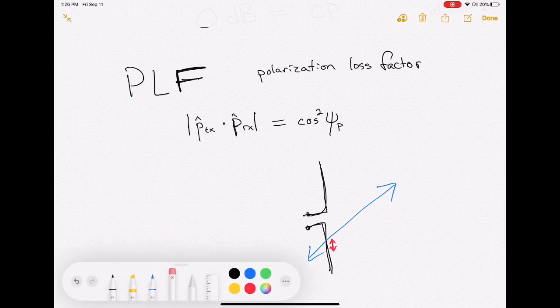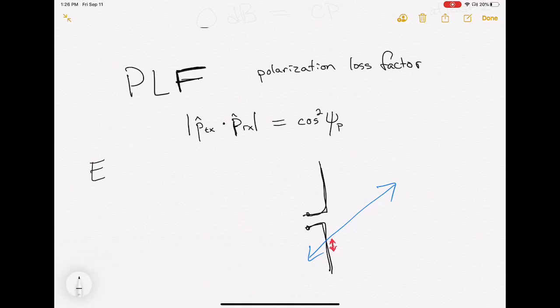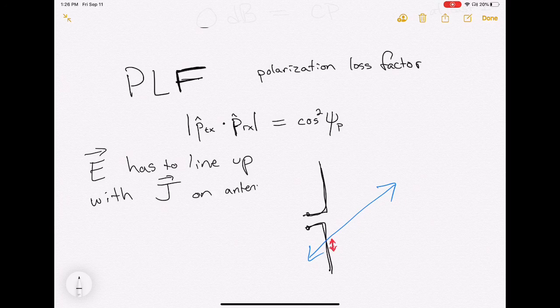So let me write that down. The electric field vector has to line up with J on antenna. Otherwise, you can't induce currents and your antenna will not receive anything. And that's what this polarization loss factor is all about.